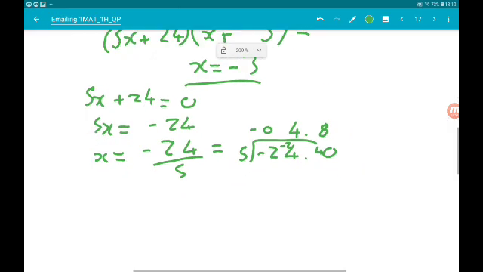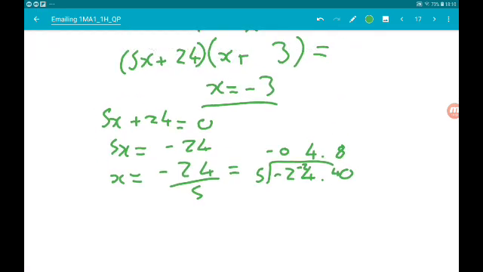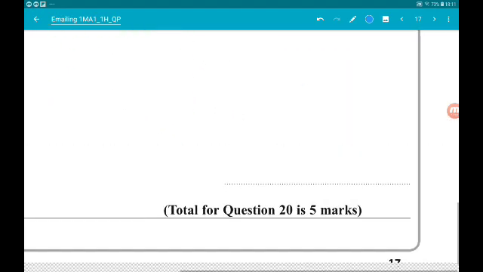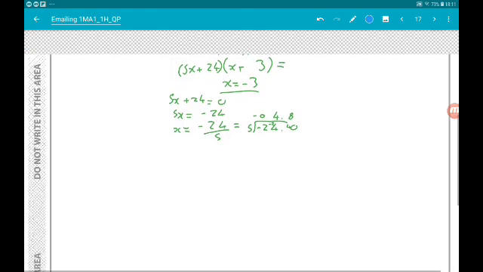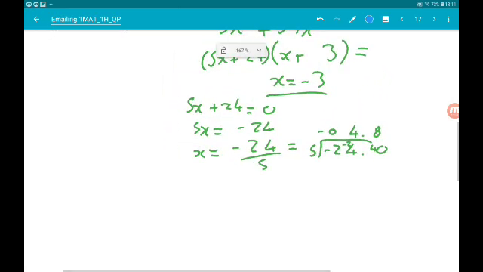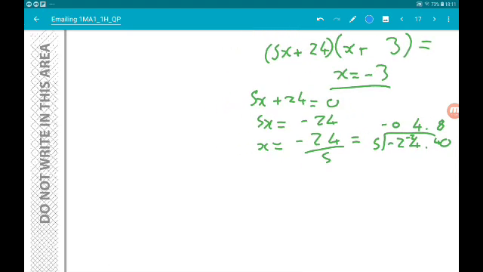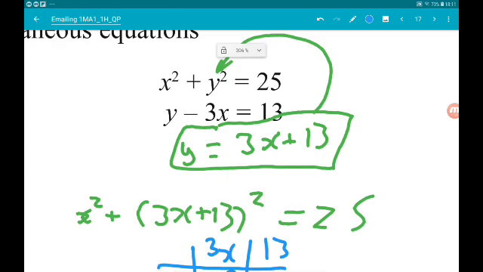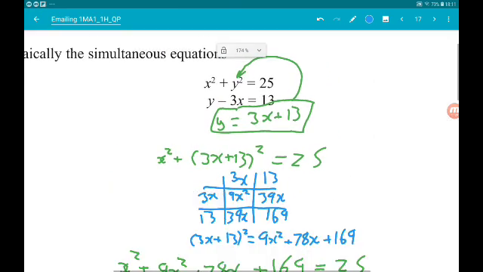So our two x solutions are x is minus 3 and x is minus 4.8. So, believe it or not, that's only half the answer. What we now need to do is work out the corresponding y values. So remember that we know y is 3x add 13.